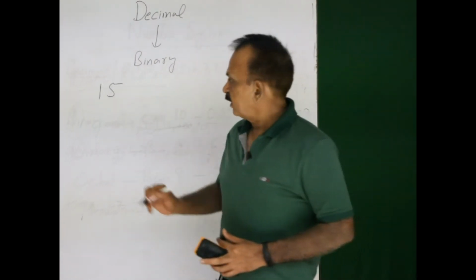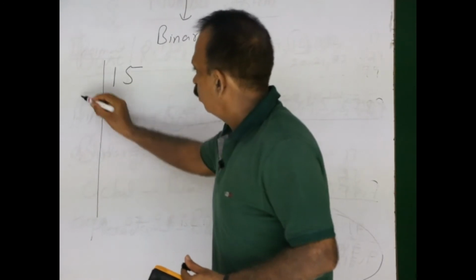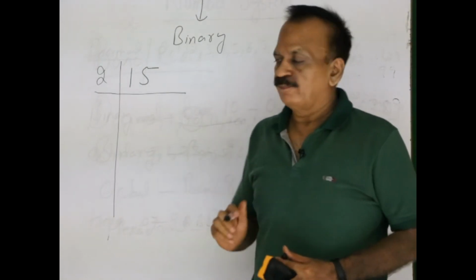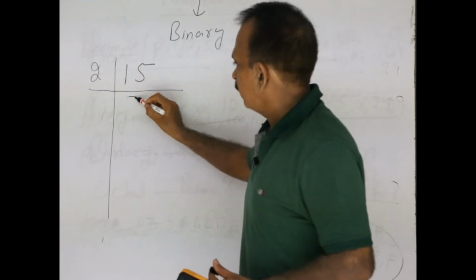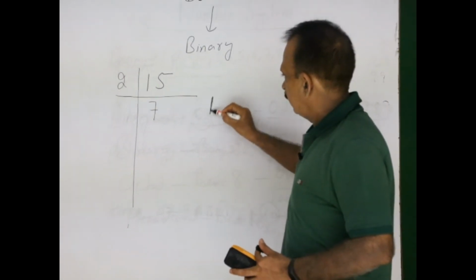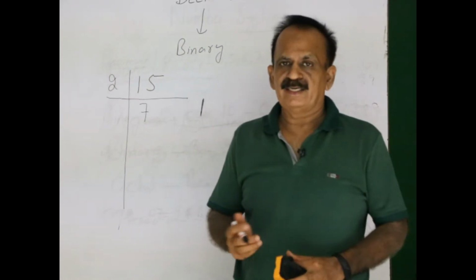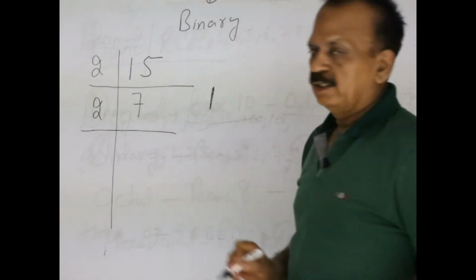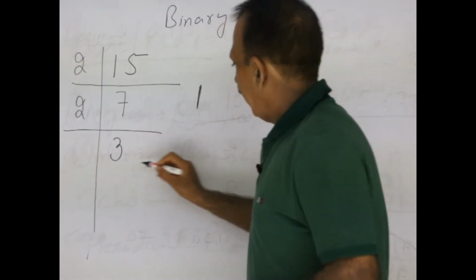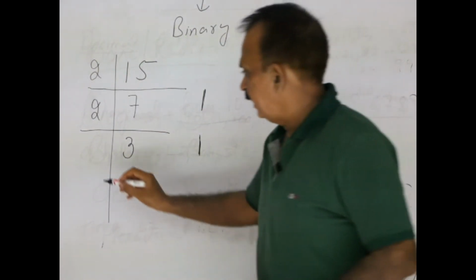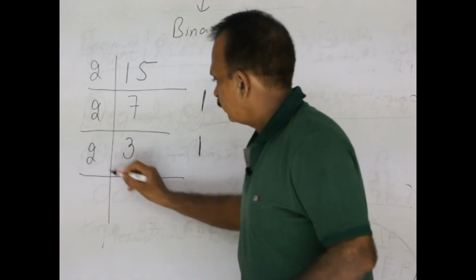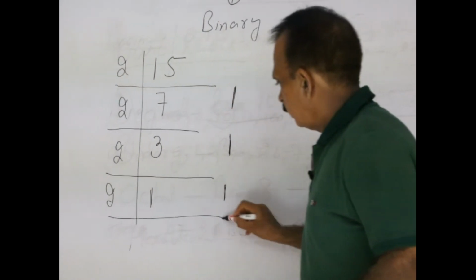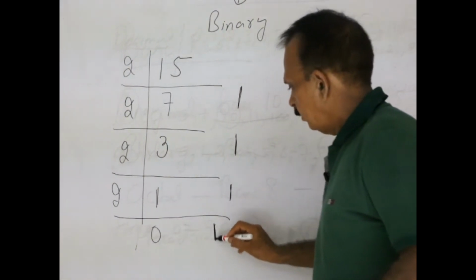The process will be, I will divide this number by 2 and write down the remainder. Now when I divide it by 2, the quotient will be 7 and the remainder will be 1. Again divide the number by 2. So I will be successively dividing this number by 2. This is now 3 and the remainder is 1. Again divide by 2, the quotient will be 1 and the remainder will be 1. Divide by 2, the quotient is now 0 and the remainder is 1.